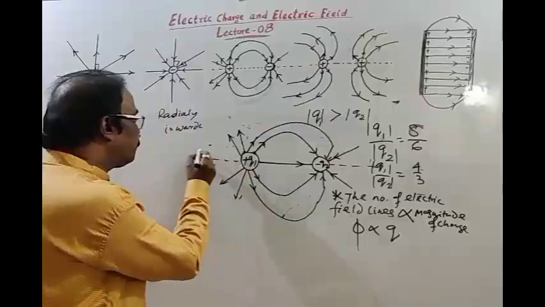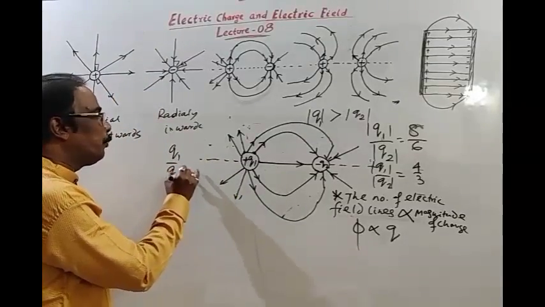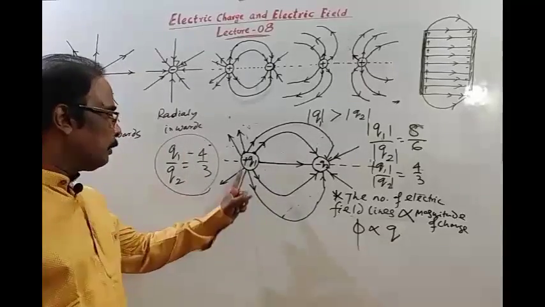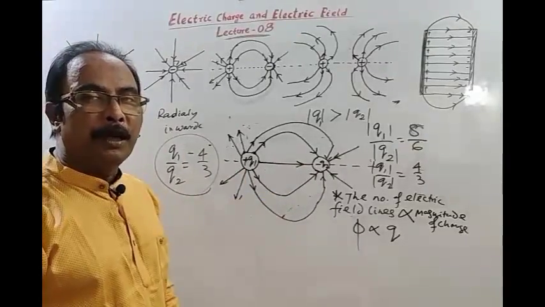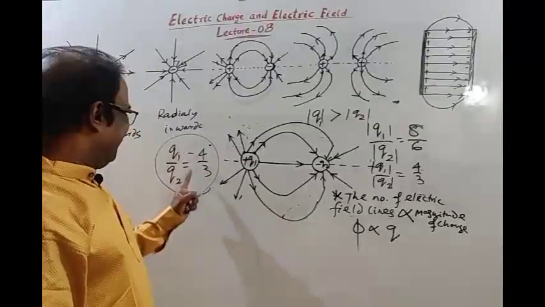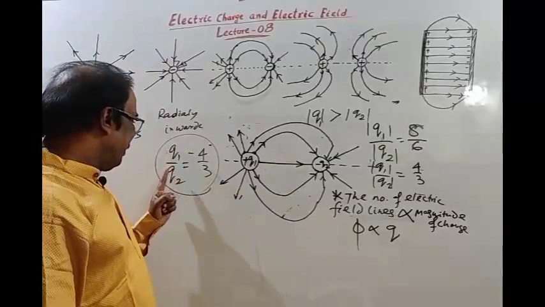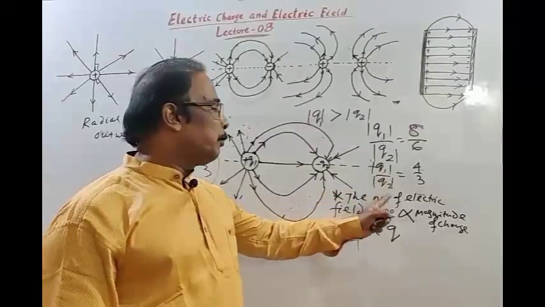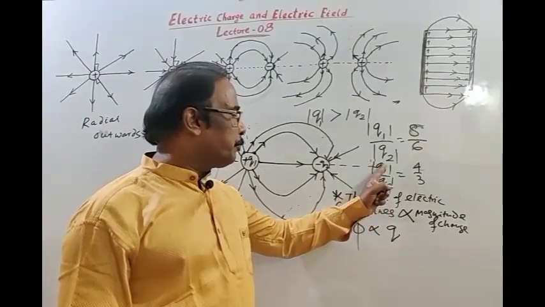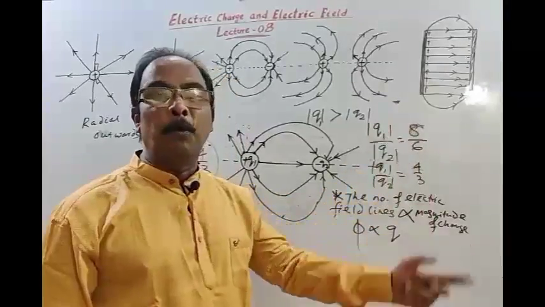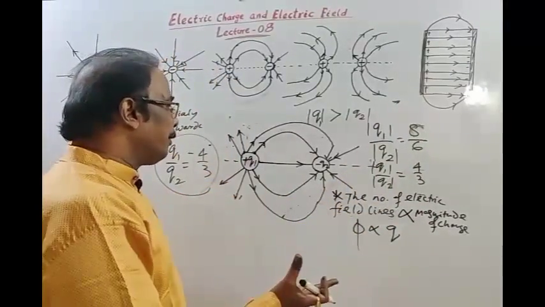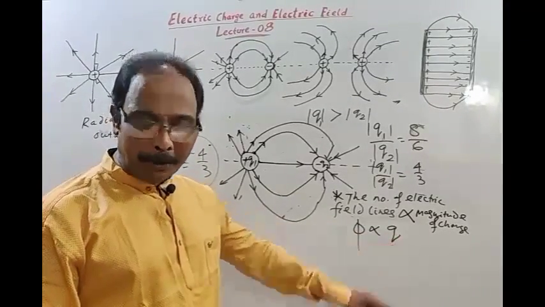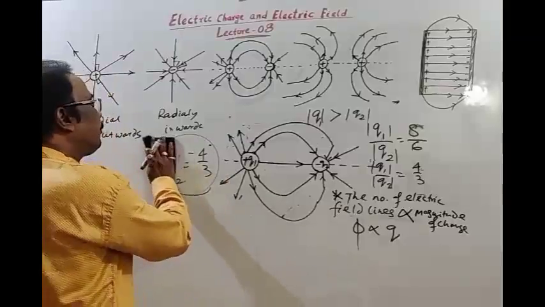Of course, if the question were asked, what is the ratio of Q1 to Q2, then our answer would be minus 4 by 3, since one charge is positive and one charge is negative. So, considering the sign, the ratio of Q1 to Q2 is minus 4 by 3. Without considering sign, the ratio of magnitude of Q1 to magnitude of Q2 is 4 by 3. So, more the number of lines of force implies more is the magnitude of charge. Then another concept related to this discussion.